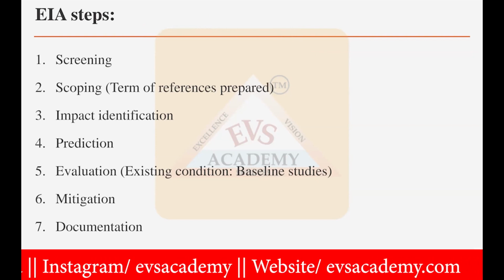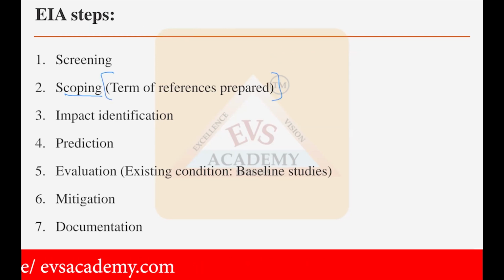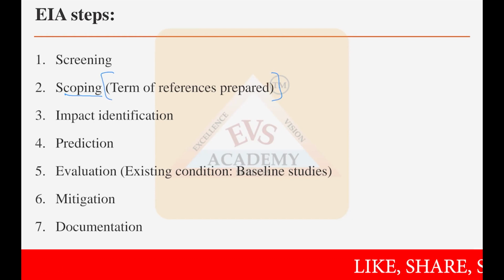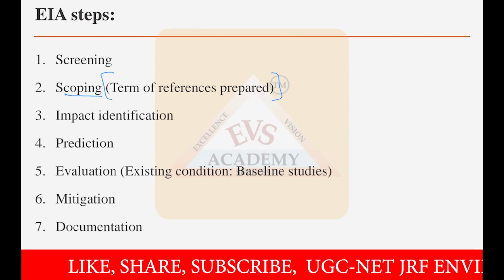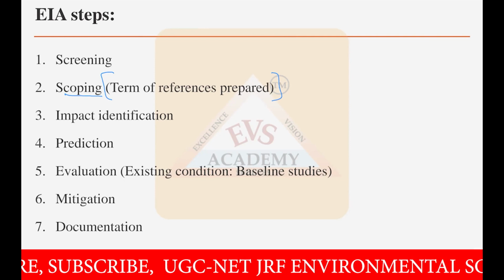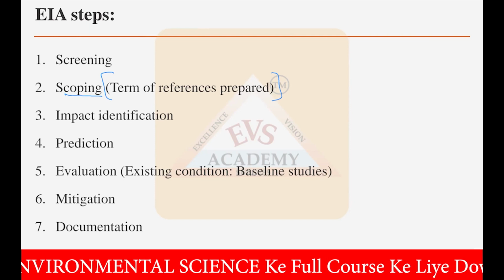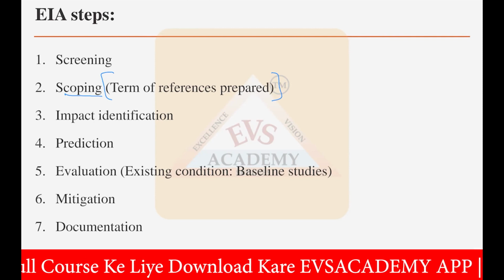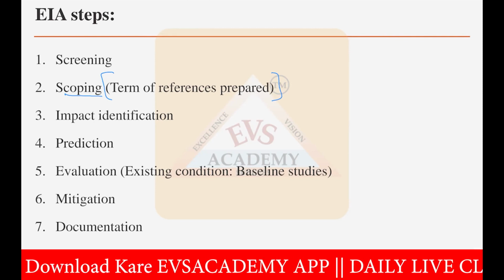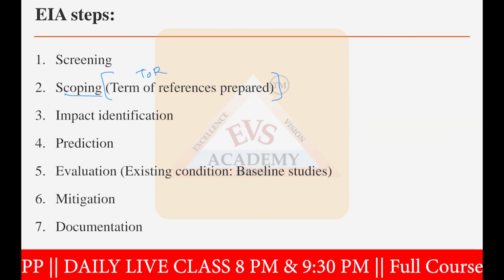After the screening, scoping is done. In the scoping step, the detailed term of references is prepared by the EIA agency. That company you are hiring to conduct EIA for you, that company will create a term of references. It means a kind of rule book, you can say, or a kind of detailed document about all the details of your project. So that is the term of references. Here all the impacts that can be caused by that particular industry or project are written in detail in this document. This document is called TOR, term of references.